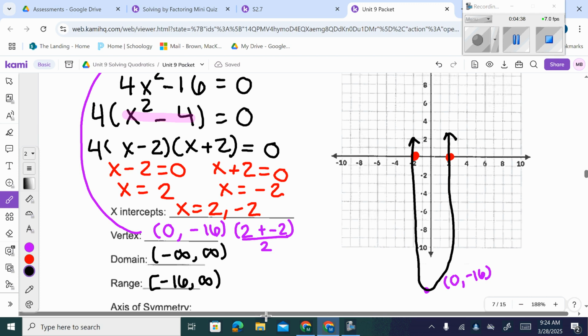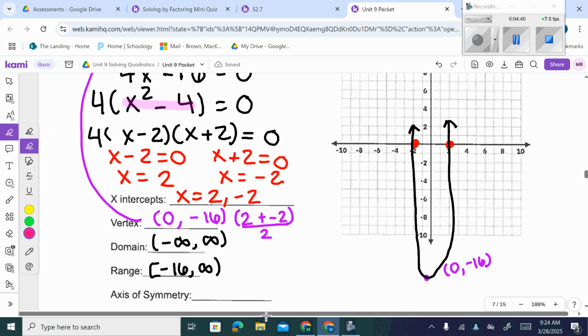All right, yesterday we didn't talk about axis of symmetry, did we? No. Okay, so your axis of symmetry. If something's symmetrical, what does that mean? It's the same on both sides, correct? So your axis of symmetry is going to be a vertical line that cuts it in half. What point did that go straight through? It went straight through my vertex, okay?